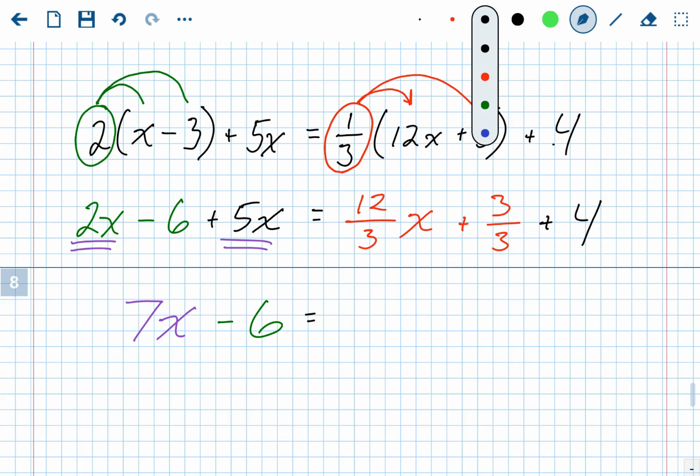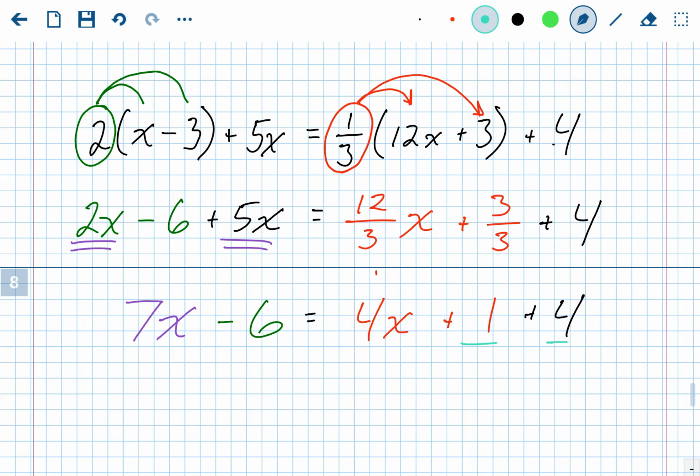And then minus 6 has nothing to combine with. The right side has some simplifications we could make. Remember, fractions are just division, so 12 over 3 is 12 divided by 3. 12 divided by 3 is 4x. 3 divided by 3 is 1. So we're just simplifying these fractions, and then the 4 is just there. Left side simplified. The right side still isn't. The right side has some like terms to combine.